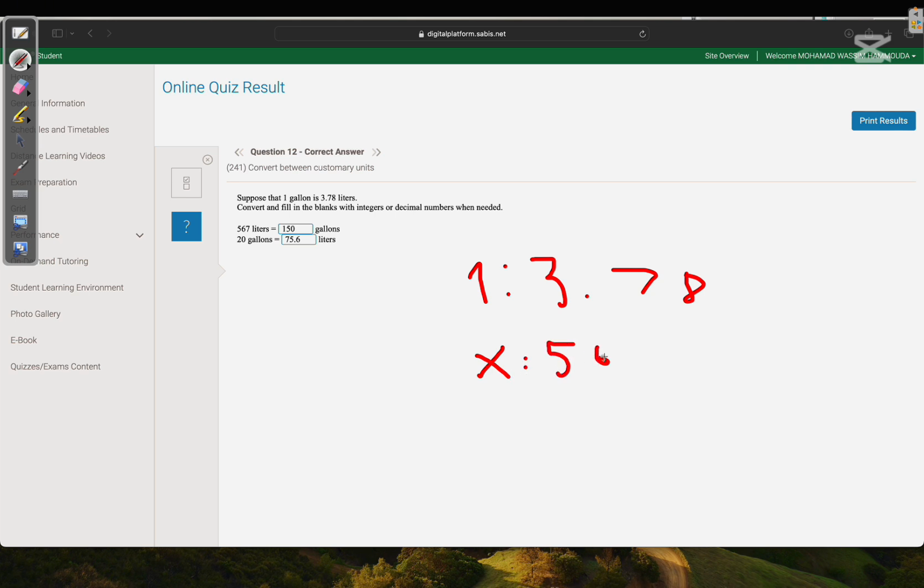2,567 liters. And then we cross multiply. So we do 567 divided by 3.78, which is 150. And then for part B we do the same thing, but we put the gallons here and then we put the liters here. 20 to x. And then we cross multiply again. So we do 20 times 3.78, which is 75.6.